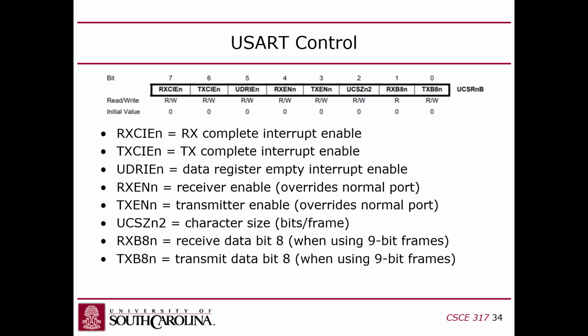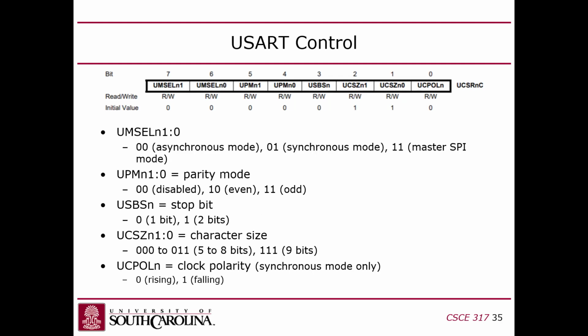This is the UCSRB, the second of 3 control registers. These control interrupts, which I'll get into in just a few minutes. Character size, so this is setup stuff, initialization stuff. And then finally, control register C allows you to set the parity mode, the number of stop bits, the character size, and so on. There is a way to actually do 9-bit characters, but we haven't tried that. We always use it in 8-bit mode.